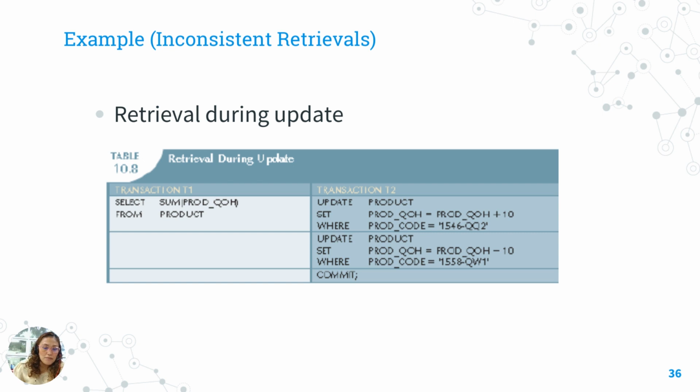So let's have here an example. Let's try to demonstrate retrieval during update for inconsistent retrievals. Transaction 1 is a select sum, meaning it will give the total product quantity on hand from the product table. At the same time, transaction 2 is trying to update quantity on hand for a particular product code by adding 10 and deducting 10 for two different product codes, and then before it commits.